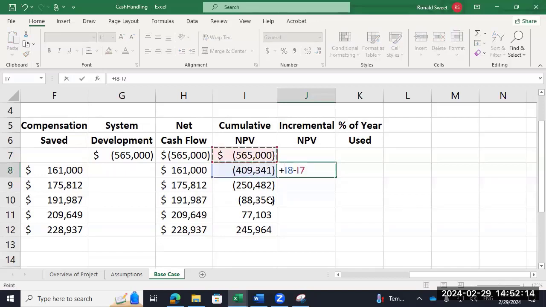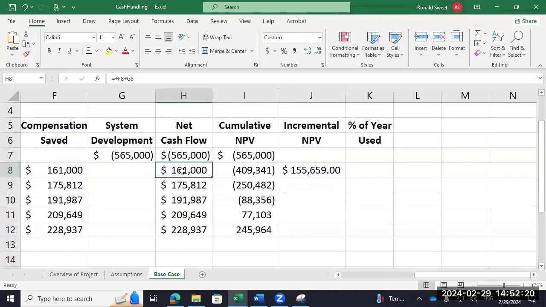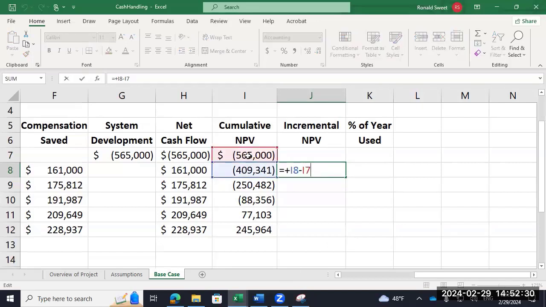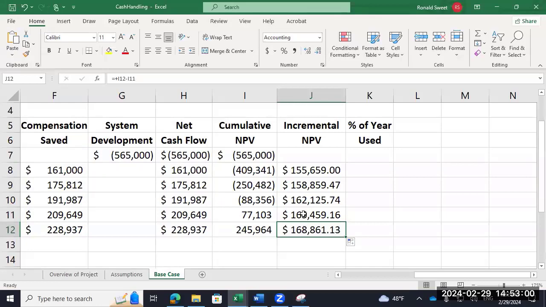So at the end of the first year, our net present value increased. We added 155. We added 161, but the present value of that is 155. All I did is take my cumulative net present value minus the previous cumulative net present value. So the net present value improved by 155,569. We can do that the next year as well. This $175,000 two years out, or really 18 months out, that value today is 158,000. So we added another 158,000. The next year, we added another 162. We went from negative 250 to 288. The next year, we added 165. And then the last year, we added 168.